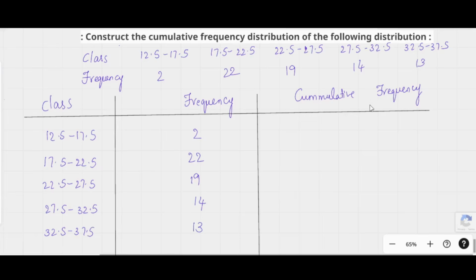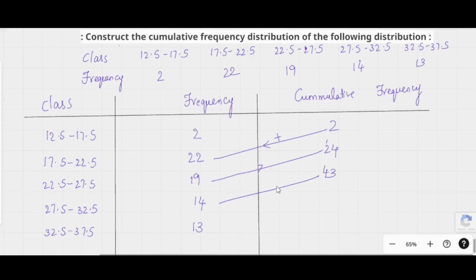So how to find cumulative frequency? Very, very easy. Write the first frequency as it is, and start adding the next frequency to get your next cumulative frequency. 2 plus 22 is 24. Again 24 plus 19. 9 plus 4 is 13, so 43.